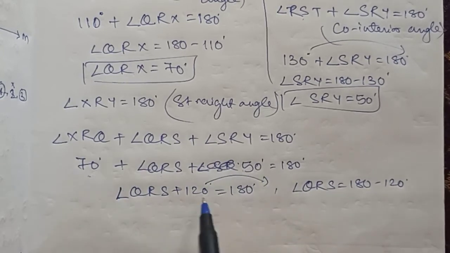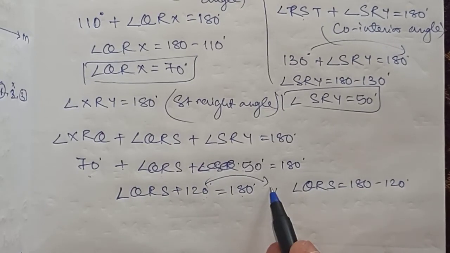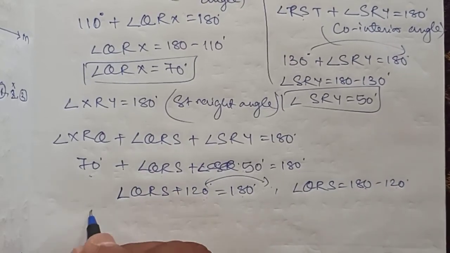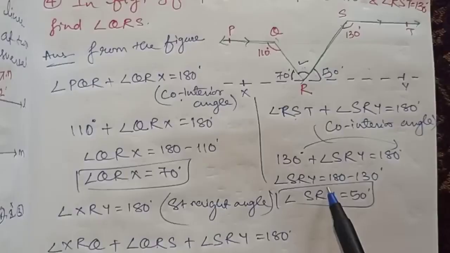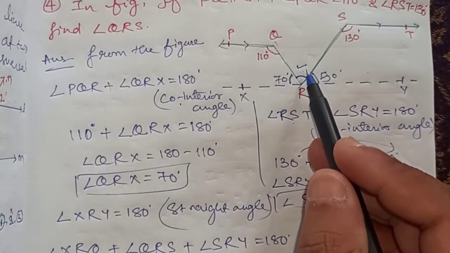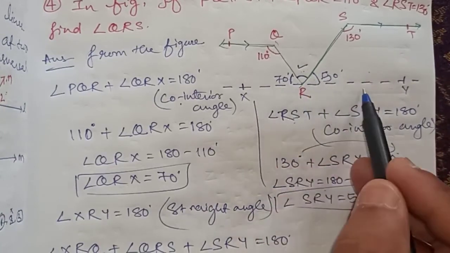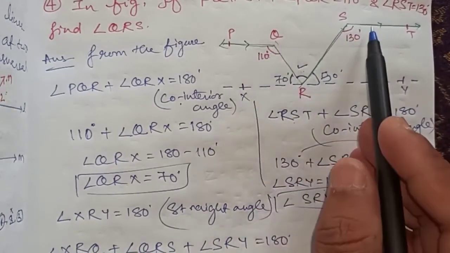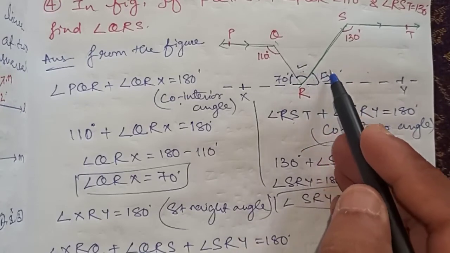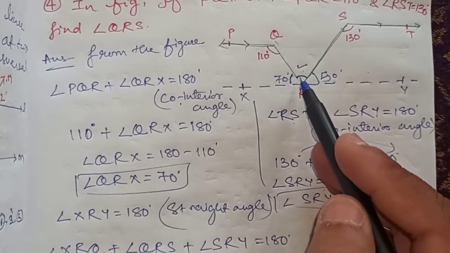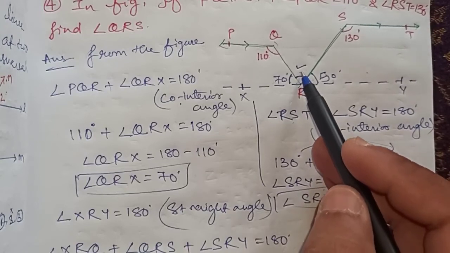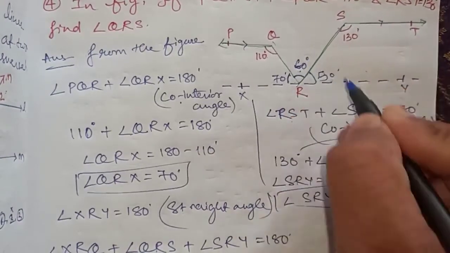Add these two angles, you will get 120 degrees. QRS plus 120 degrees equals 180. Bring 120 this side. 180 minus 120, that means angle QRS equals 60 degrees. So in this way we can easily calculate this angle by drawing a straight line parallel to both the two lines, and this will form a linear pair angle. So we have calculated this angle as 60 degrees.